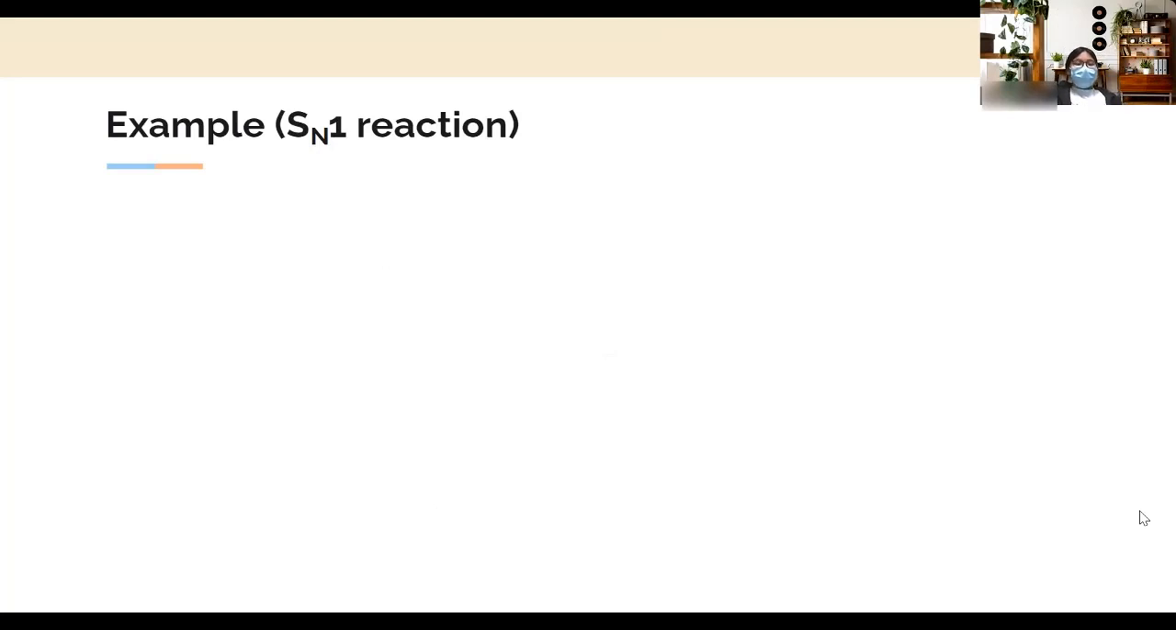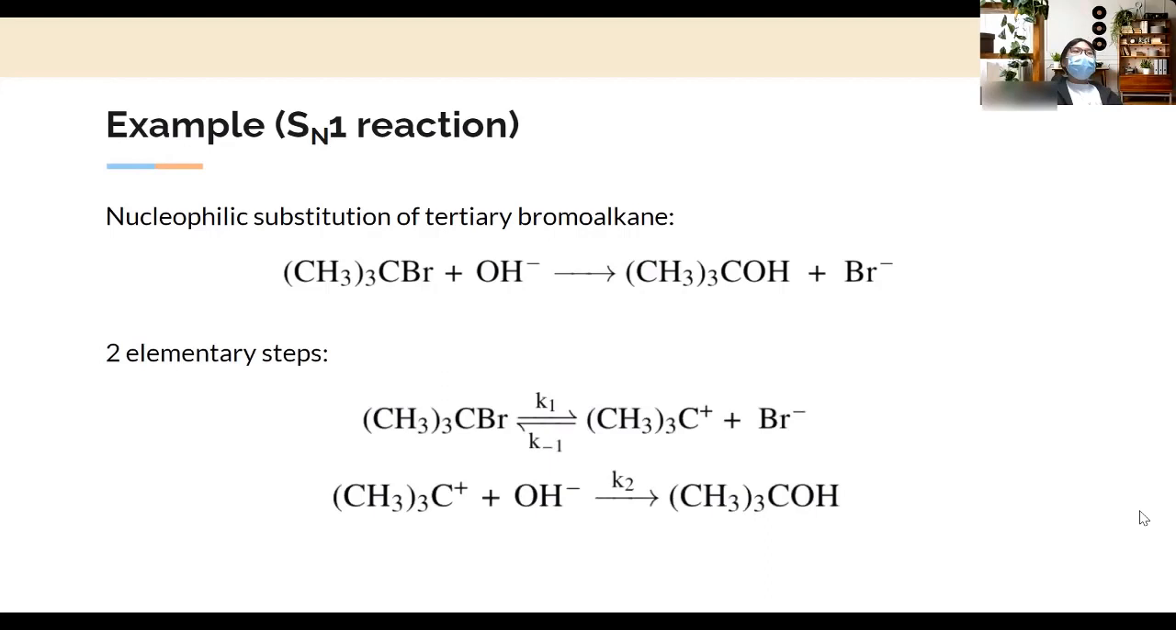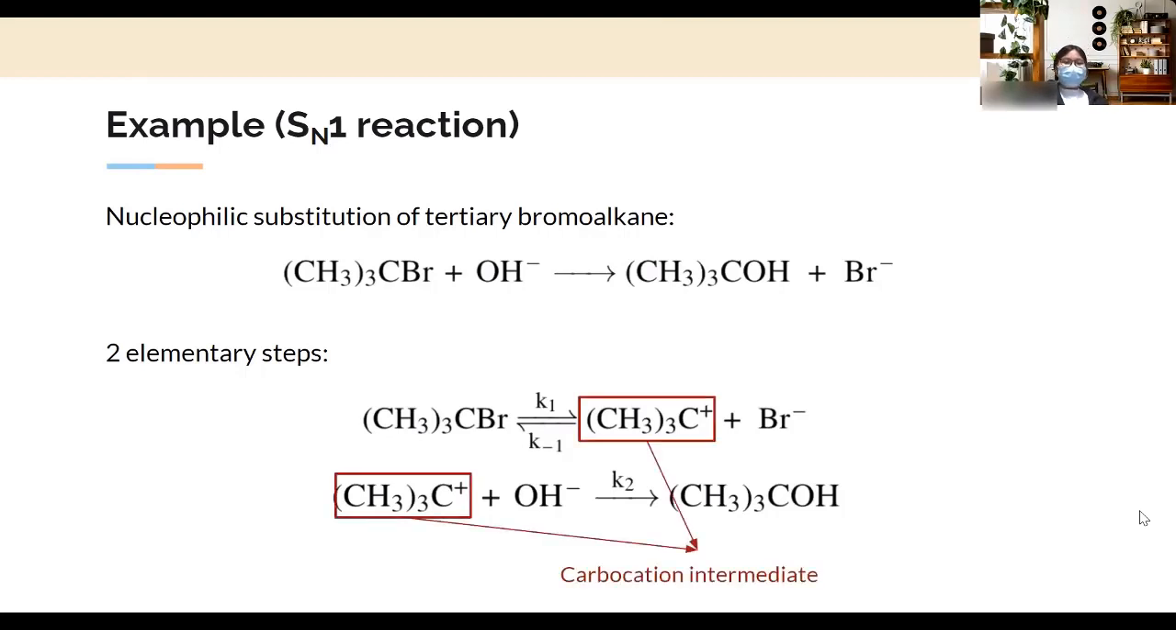Okay, so our next example will be about the SN1 reaction, which we will all be more familiar with since we've studied it before. Right, so in this case, we're going to be talking about the reaction between hydroxide ions and trimethylbromomethane, which occurs according to this chemical equation that you see here. So we can break this SN1 reaction down into 2 elementary steps, as shown here, and we can identify the carbocation intermediate formed, which is indicated here.